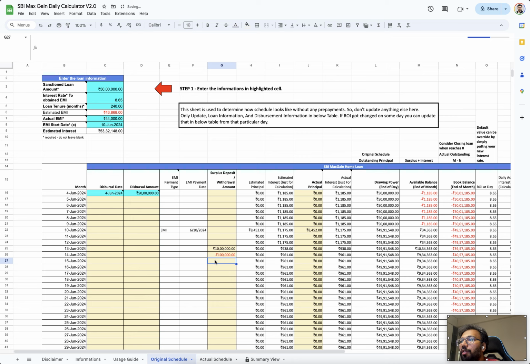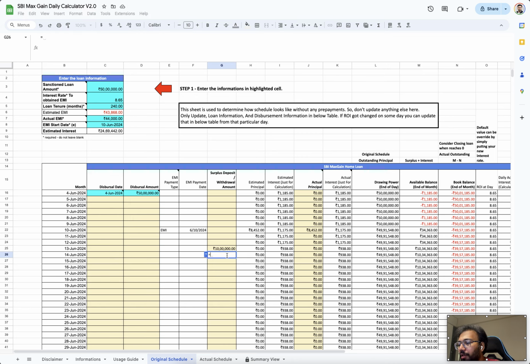Okay. So on the very next day, you can withdraw any amount, and you can basically do all these transactions here and see how that value looks. You can do as many transactions.